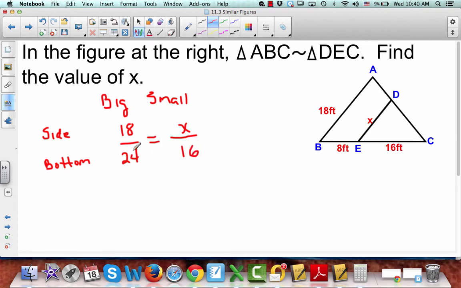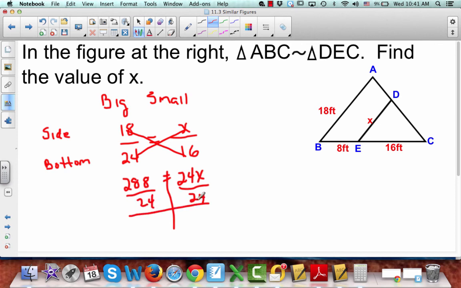So now we do our cross multiplication. 18 times 16. Let's see, that's 288. Equals 24 times X gives us 24X. Divide by 24. Divide by 24. And that gives us X equals 12. Okay? So 12 is X here.